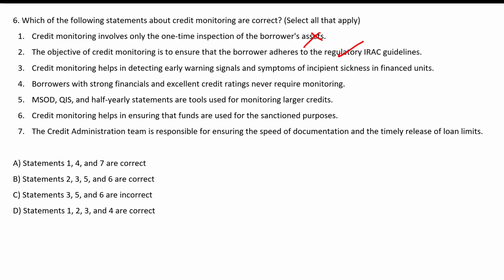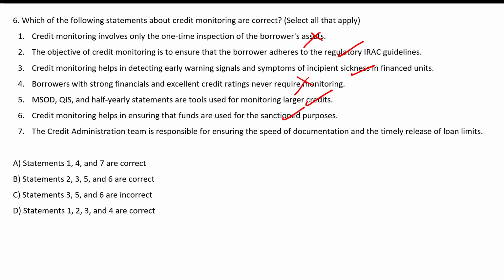Credit monitoring helps in detecting early warning signals and symptoms of incipient sickness in a financial unit. This is correct. Borrowers with strong financial and credit ratings never require monitoring. So no, this is not correct. MSOD, QIS, and half-yearly statements are tools used for monitoring large credit. Correct. Credit monitoring helps in ensuring that funds are used for the sanctioned purpose. Correct.